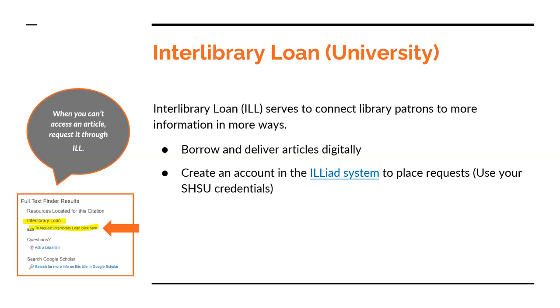Okay, so a second important service to mention is interlibrary loan. This is commonly referred to as ILL. This is a service that allows you to request articles that SHSU doesn't have in its collections. So you can create an account in our ILL system and place requests by providing basic bibliographic data about the article. So title and author is enough. It generally only takes 1 to 3 days to receive your requested article, and it's delivered to you electronically through the ILL system. I generally get my articles in less than 24 hours when I place a request. So this is a really great service.